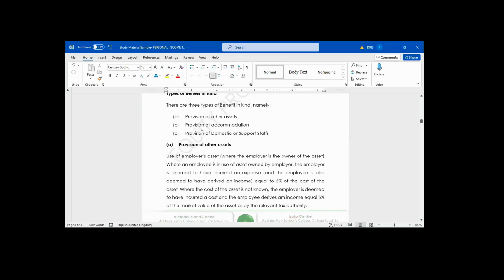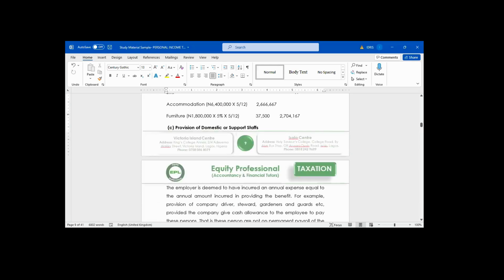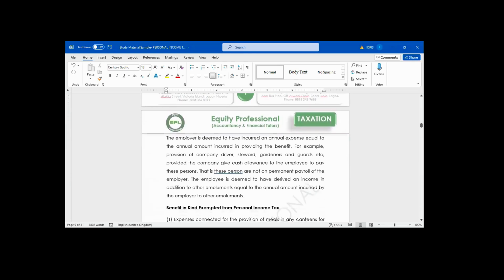The third type of benefit in kind we need to look at is provision of domestic or support staff. Provision of what? Domestic or support staff. Your employer provides you domestic staff or support staff like driver, gardener, guide, cleaner, chef, and so on. If your employer gives an employee those domestic staff, the annual salary of those domestic staff will be added as benefit in kind to the employee.